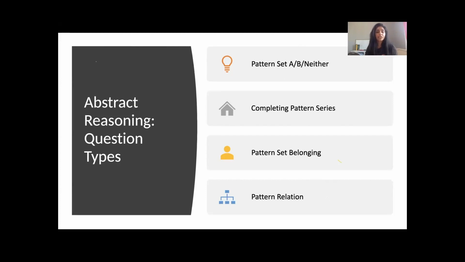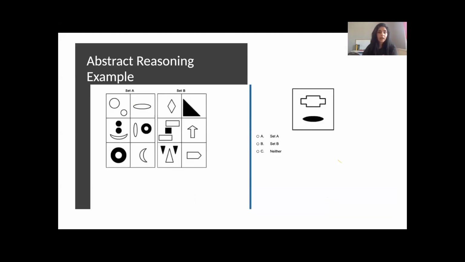And then pattern relation, they'll give you 2 shapes. They'll say A is to B as C is to, and then you need to work out the D. So you need to work out the relationship between A and B and then apply that relationship to C. If we go through an example, in these, it's really useful to have a mnemonic, because sometimes you might not be able to quickly pick up the pattern.